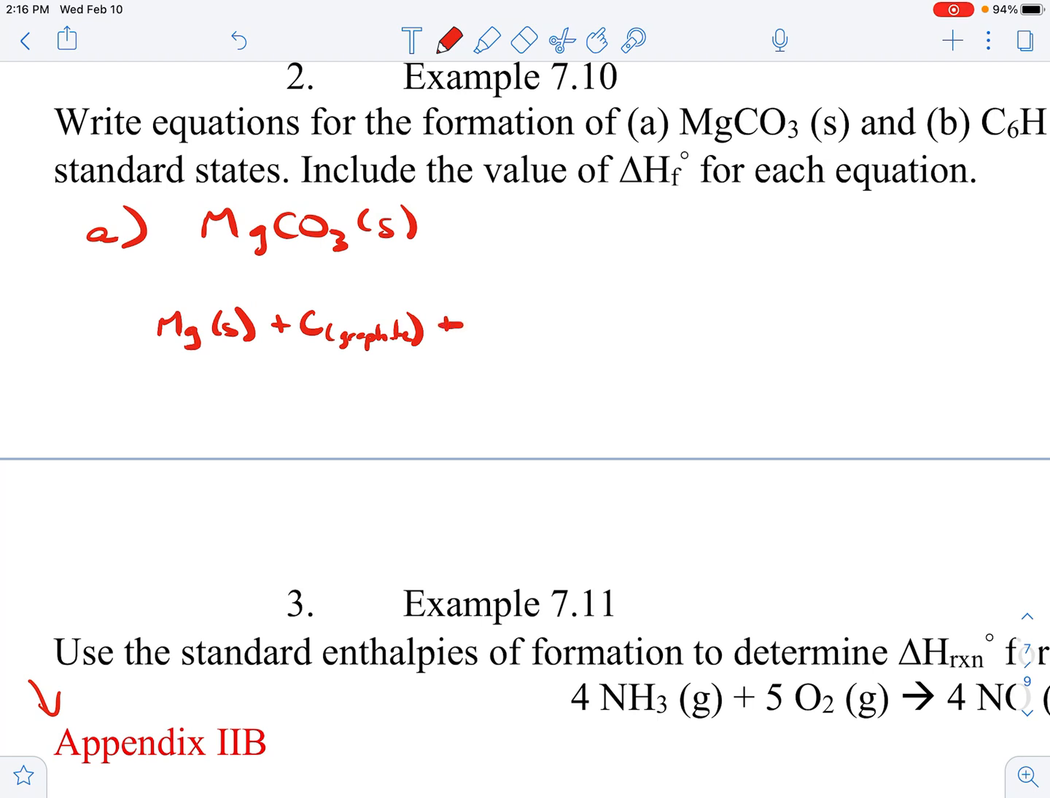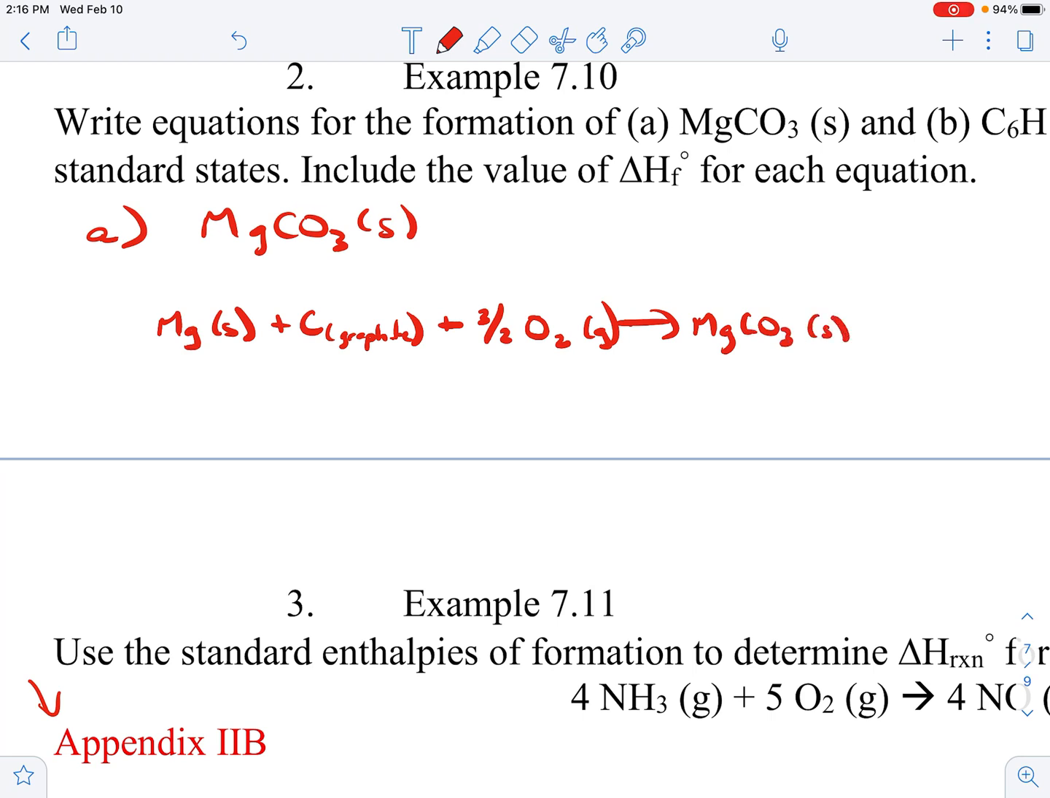And then we have O, but oxygen in its standard state is O2. So we would have to say 3/2 O2, because we want to be able to make MgCO3 there.